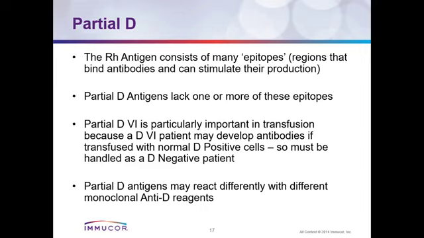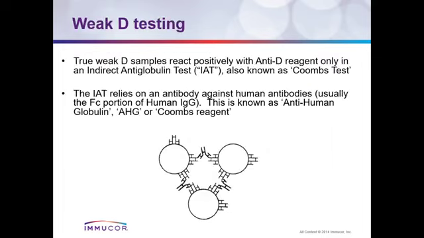Then the partial D antigens may react differently with the different monoclonal anti-D reagents. So it's very important for us to start opening our eyes about these cases of rhesus negative. The moment you meet a rhesus negative case, please interest yourself to confirm whether that patient is actually rhesus negative or there is weak D somewhere. You confirm by doing a weak D test. I have the procedure ahead.